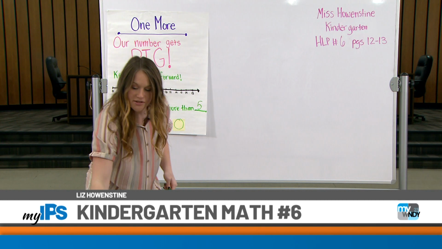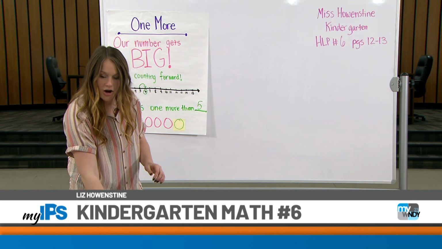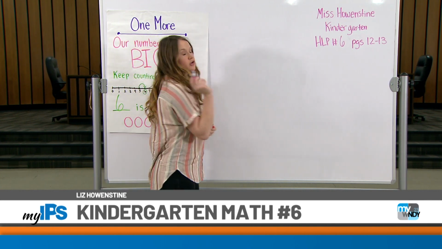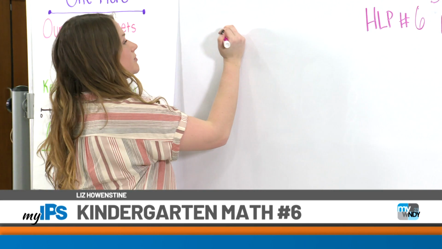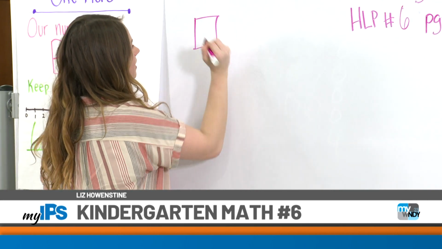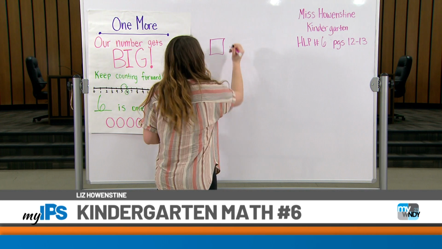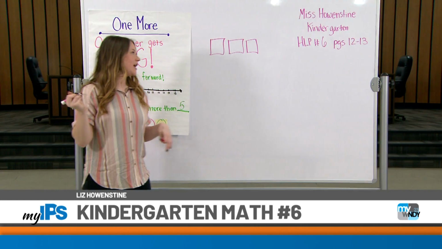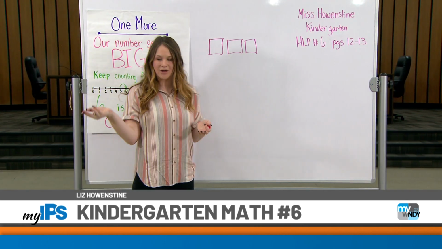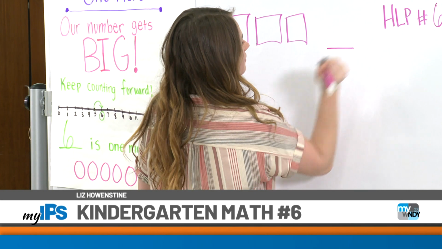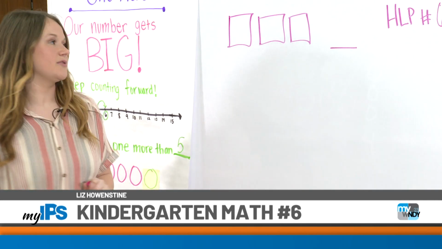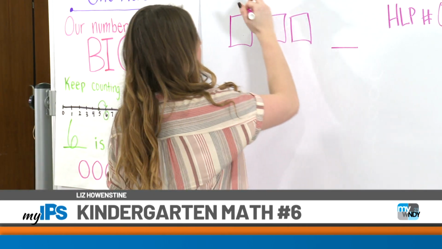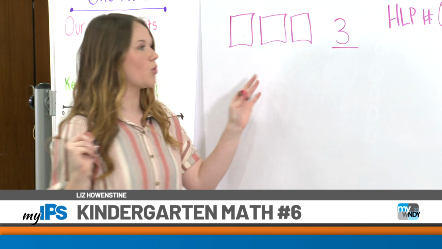Okay, so now we're going to do some examples that are like in your packet. So in your packet, you have on page 12, you have some pictures of objects. So I'm just going to draw some squares, okay? And we're going to do different numbers than your packet so that we can see how to do this. So if I have these squares, we're going to count them first. So over to the side, you'll have a blank where you put the number that you counted of your objects. So let's count. 1, 2, 3. Okay, so we have 3 squares.